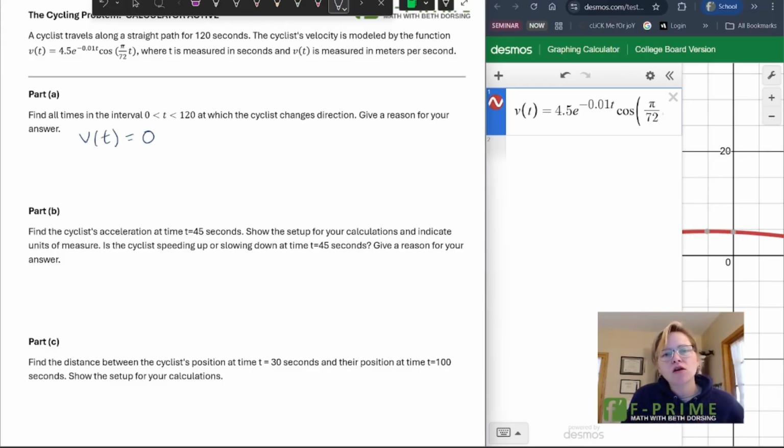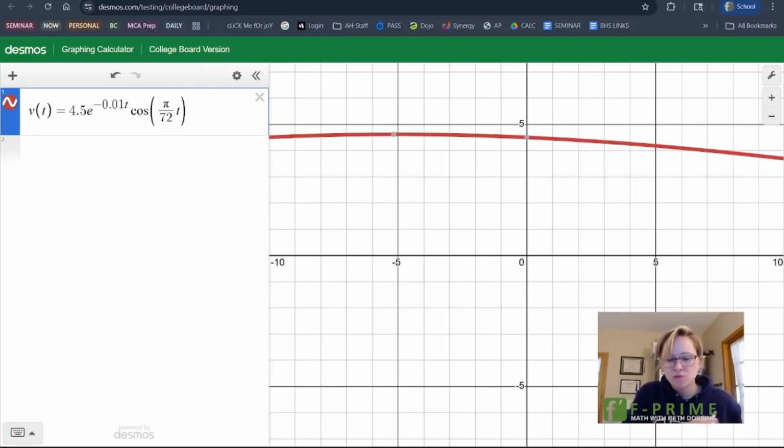Now, velocity also is directional. In other words, if you have positive velocity, that means you're moving to the right or forward. If you have negative velocity, generally that means we're moving to the left or backward. So in order to really change direction, you not only need the velocity to be zero, but you need to see that you've changed sign from positive to negative or negative to positive. And the nice thing about doing this on a graphing question is that we can actually use the graph. So let's take a look at our Desmos graph.